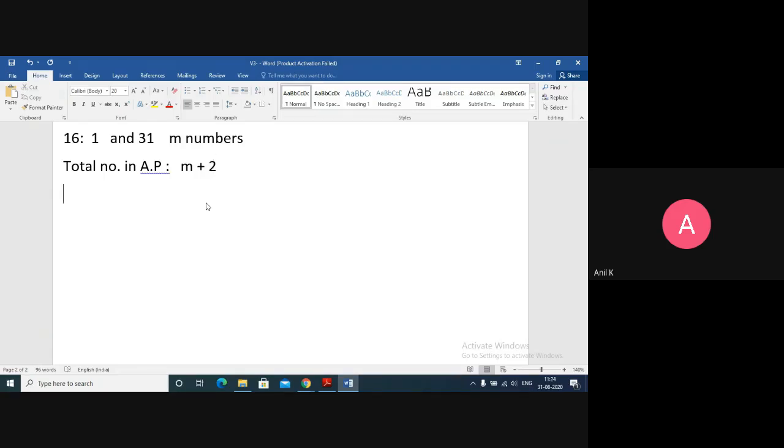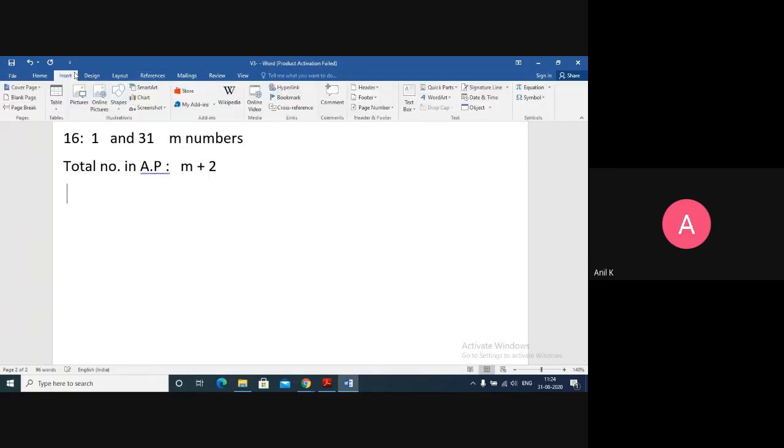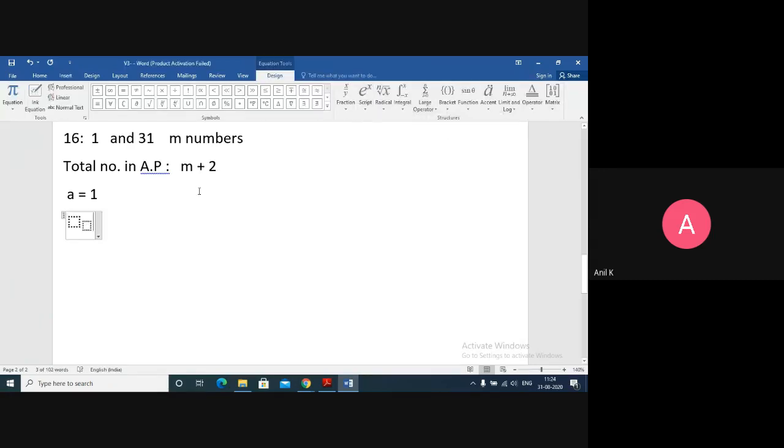Okay. If m plus 2 terms are there, can I say my m plus 2 term is 31? And the first value a is 1, and I'll go for the m plus 2 term, a m plus 2. a m plus 2 will be equal to 31. So in total I have m plus 2 terms and my last term is 31. So the m plus 2 term will be 31 only.